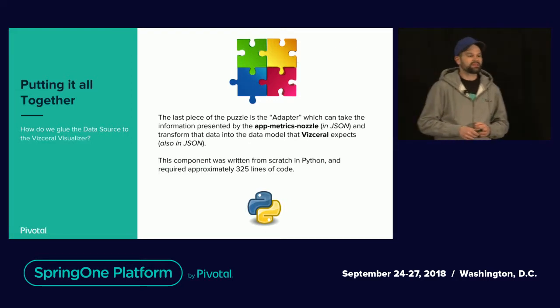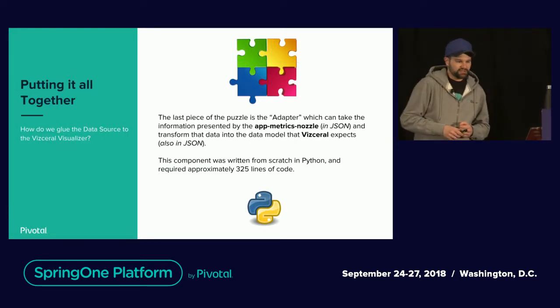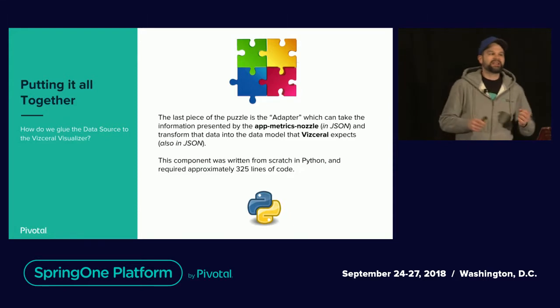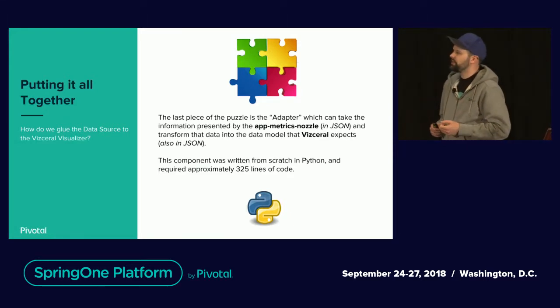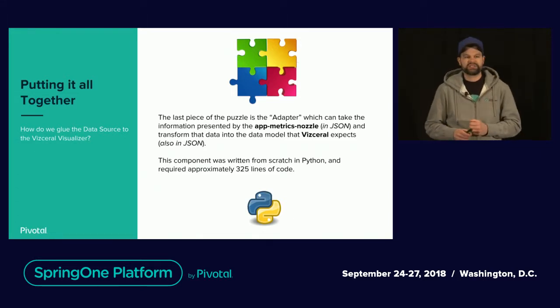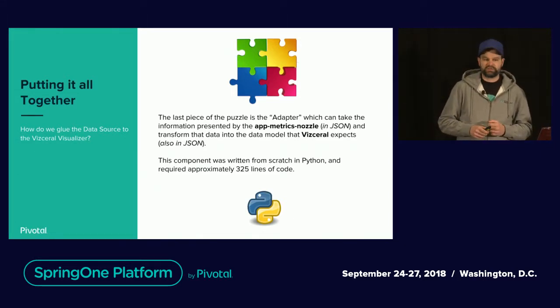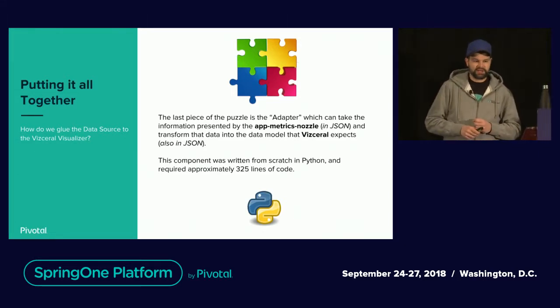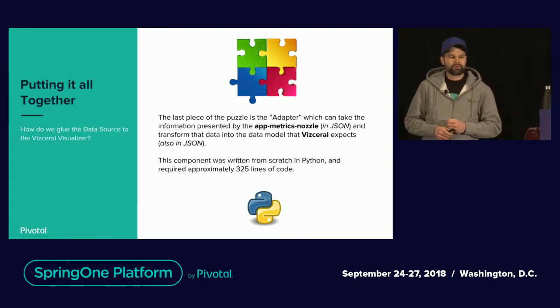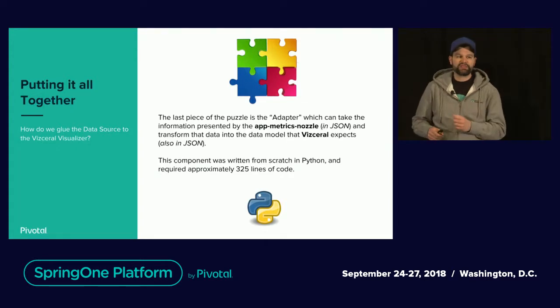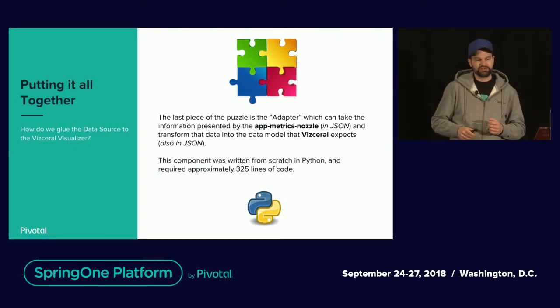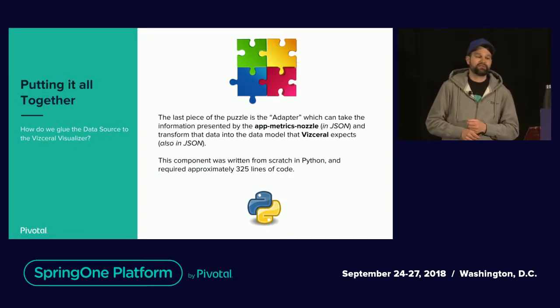Finally, the third step is putting it all together. So we needed to write some kind of adapter that would take the JSON objects presented by the app metrics nozzle and rewrite them into the data model that Visceral is expecting so that we can get a pretty graph out of this. And this is really the only portion of the system that we had to write by hand. We decided to do it in Python because of how expressive it is and easy to use, and it's only about 325 lines of code.